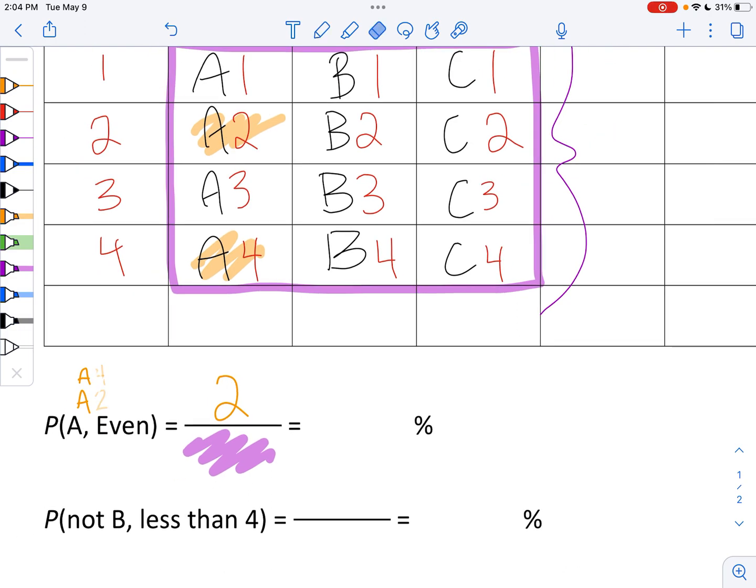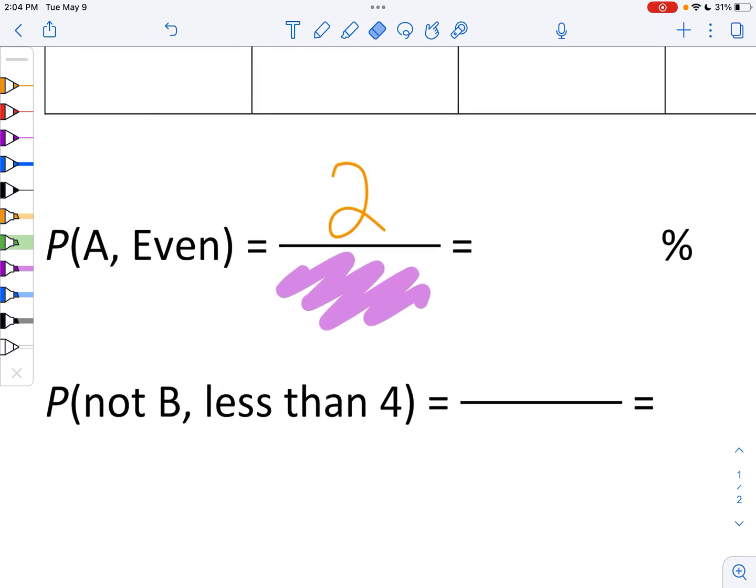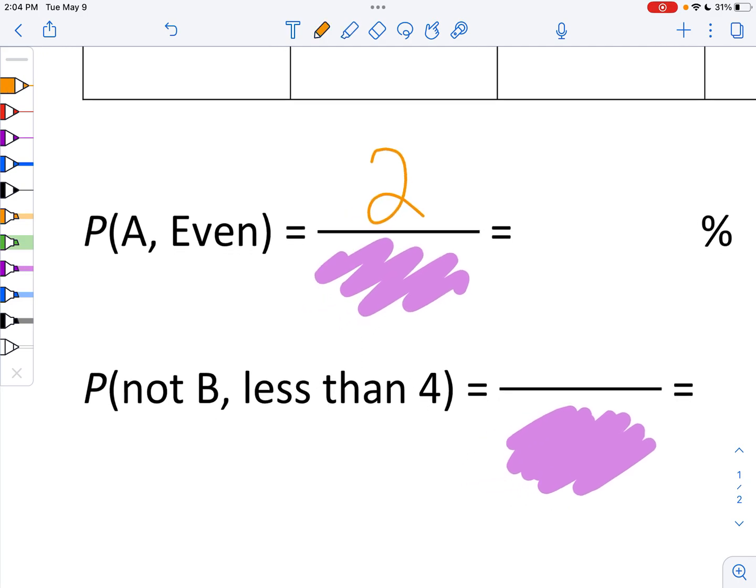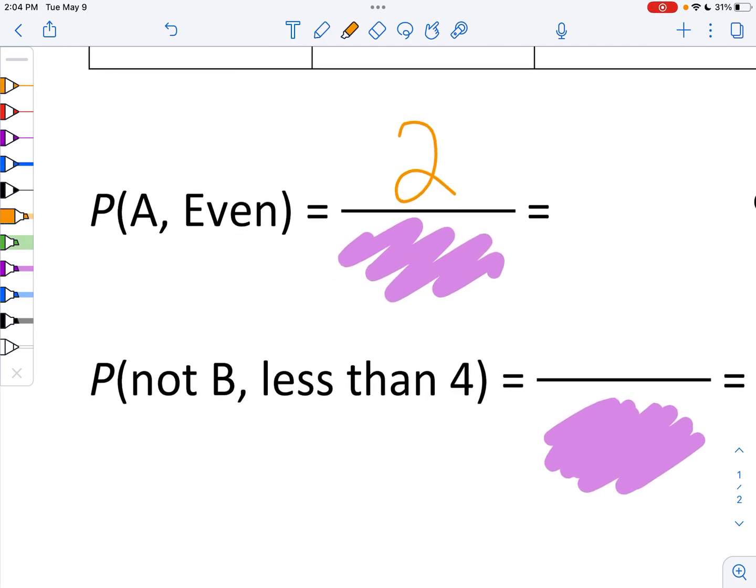Okay, let's look at the last one. We're looking for not B less than 4. The denominators are going to stay the same because it's still the same total number of outcomes. I'm going to help you get started. What does not B mean? Well, it means A, or it could mean C. And then you need all the numbers that are less than 4.